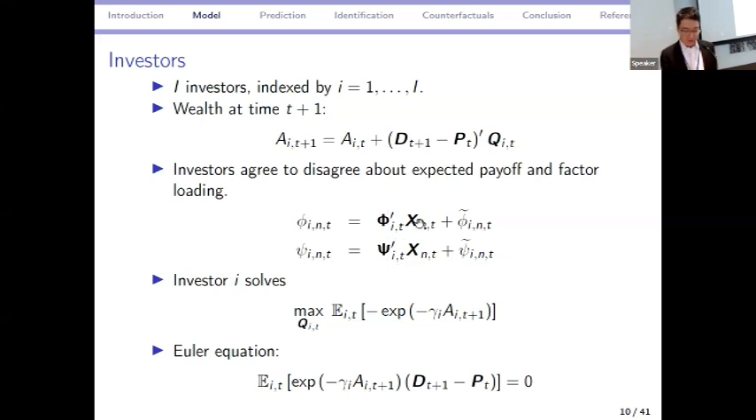Otherwise, it's a standard optimization problem, exponential utility with risk aversion gamma I that's heterogeneous across investors. And the first order condition is the standard Euler equation. So marginal utility times return is equal to 0. Okay, and that's a vector for all assets. So this is what we mean by the usual SDF representation, right? So there's a stochastic discount factor that prices all assets.